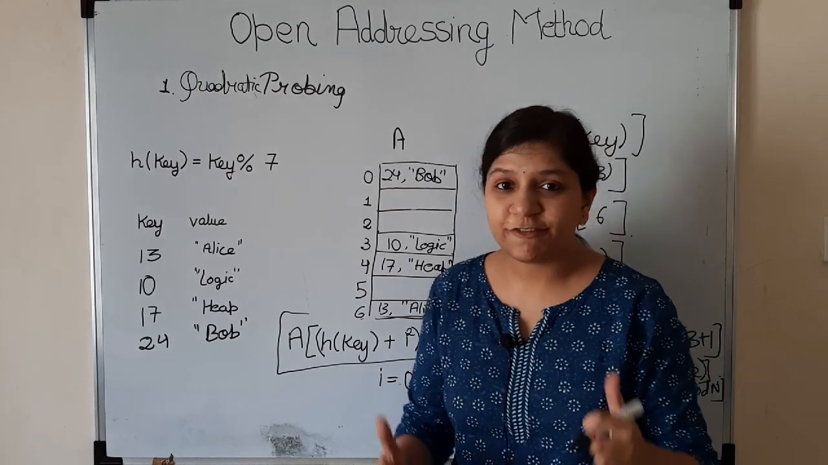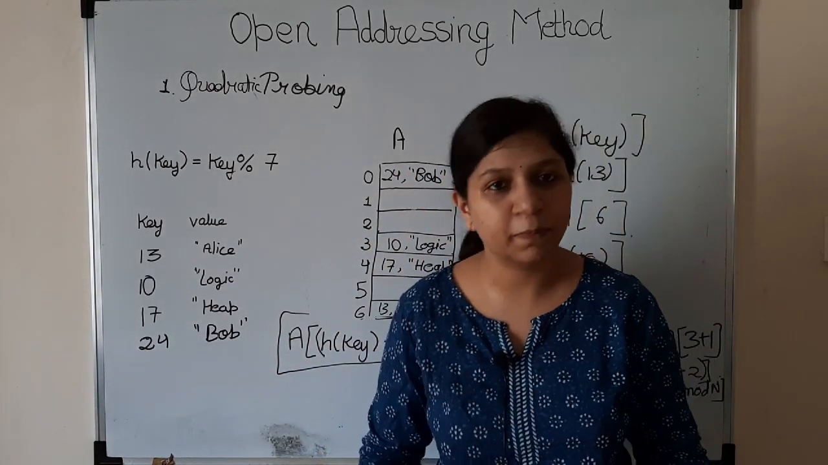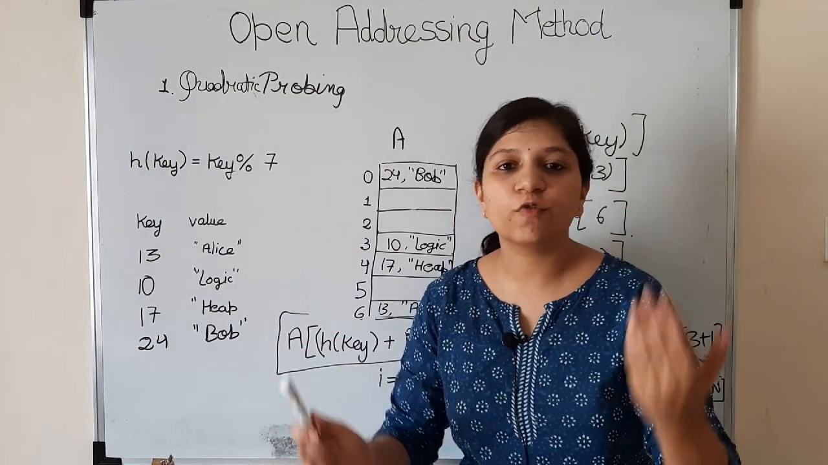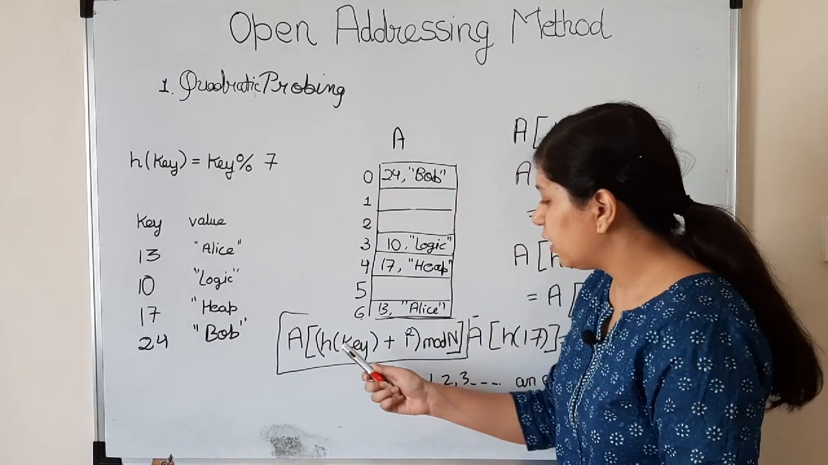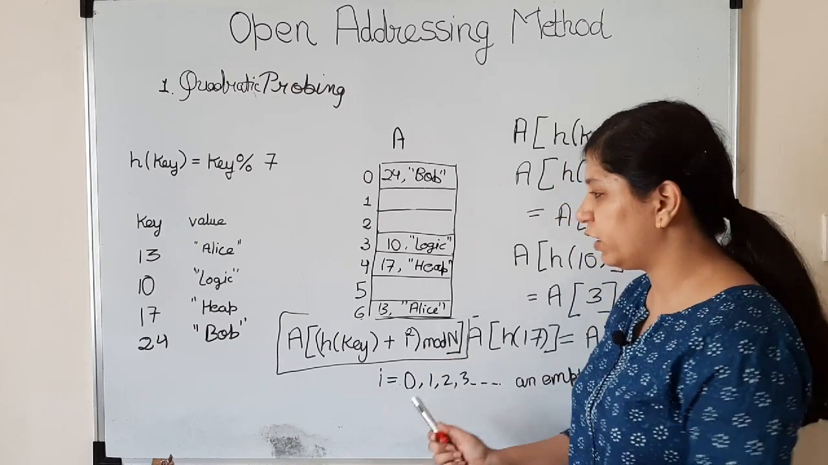So that's the benefit of quadratic probing, that all these values are not getting clustered at one place. Now you got it how we can insert the values. If suppose you want to search the values, how will you do this? Using the same method, h(key) plus i square mod n. So initially i will be 0 when you will start the search.